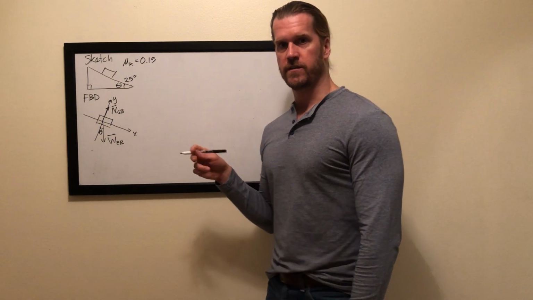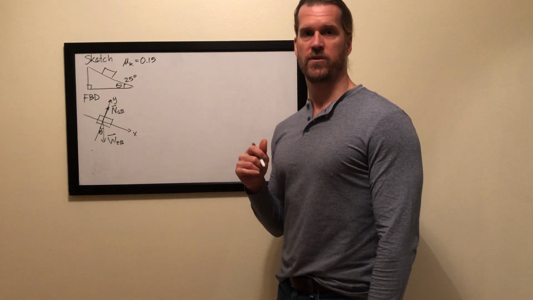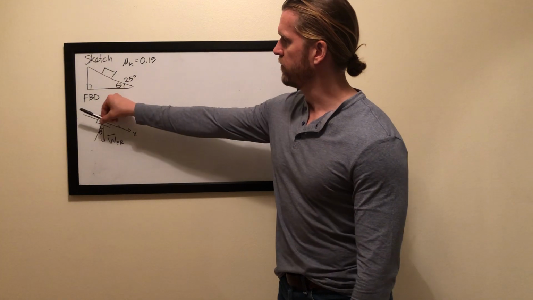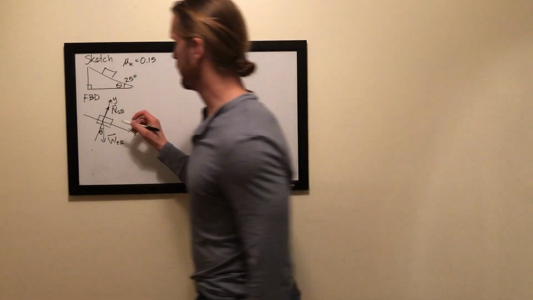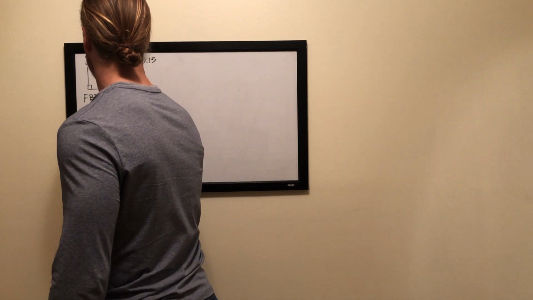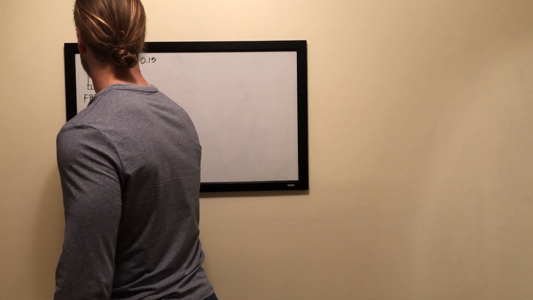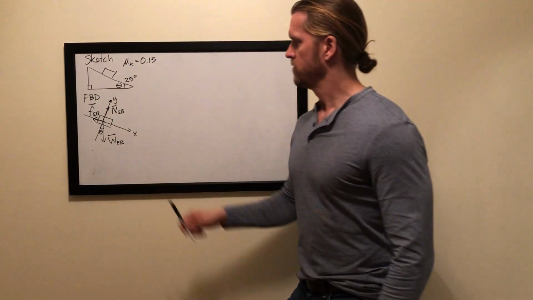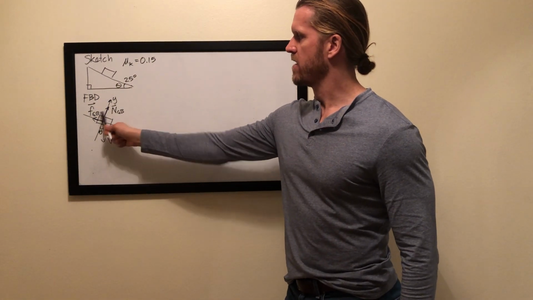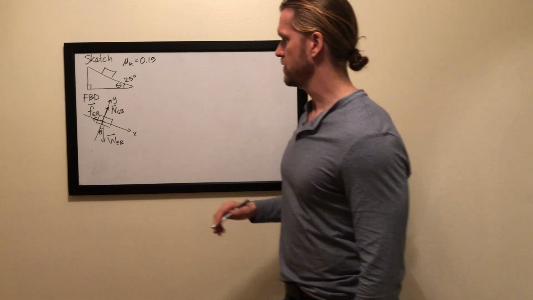And we also have friction. Friction opposes the motion. Since the motion is occurring along the x direction down the slope, that means friction force is in the negative x direction. Friction force between the ground and the box.